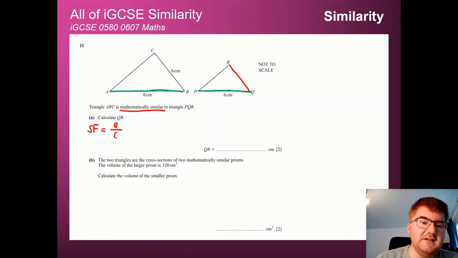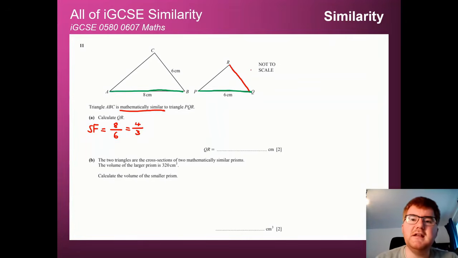So 8 divided by 6. Now you could do it the other way round as well. I'm going to stick with big divided by small. Now if I do that, again, we're just going to divide both by 2 and we get 4/3. You don't need to rush to a calculator with this kind of question. Try and be happy to leave it as a fraction.